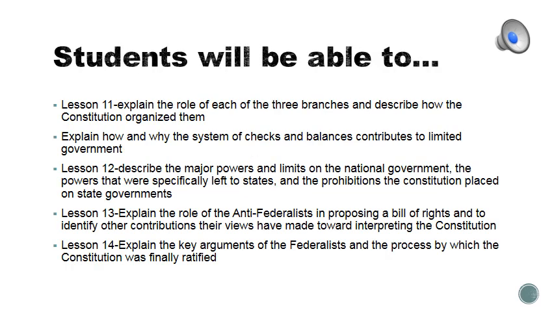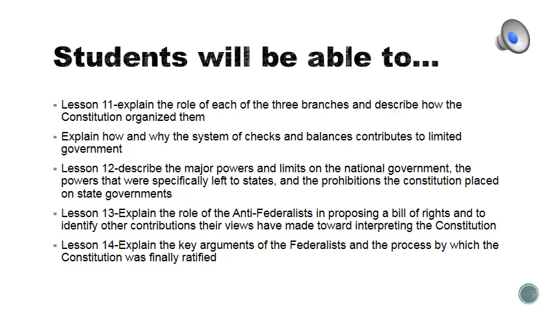National. Students will be able to, lesson 11, explain the role of each of the three branches and describe how the Constitution organized them. Also explain how and why the system of checks and balances contributes to limited government. Lesson 12, describe the major powers and limits on the national government, the powers that were specifically left to the states, and the prohibitions the Constitution placed on the state governments.